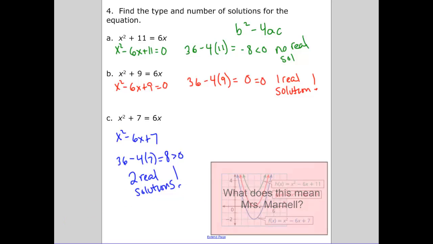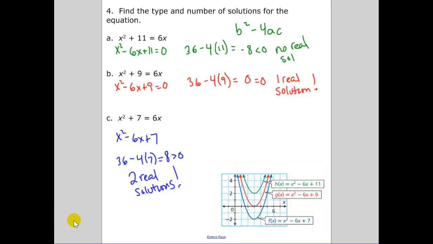What does this mean? This means that the blue one is the last one that we did. We had two real solutions, 2 points where we hit the x-axis. The red equation was the one where our vertex is sitting right on the x-axis. And then the green one, our graph was all above the x-axis. We didn't hit the x-axis at all. So we had no solutions. Remember, solutions are where we hit the x-axis.